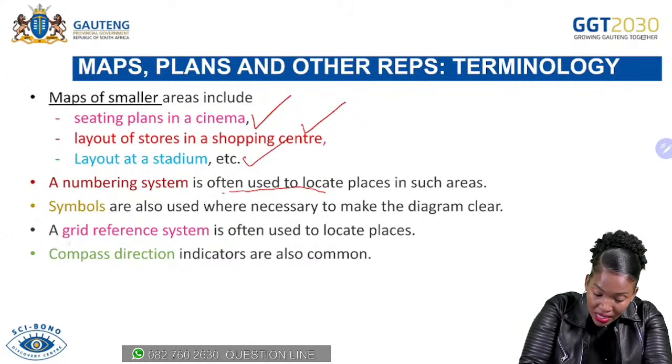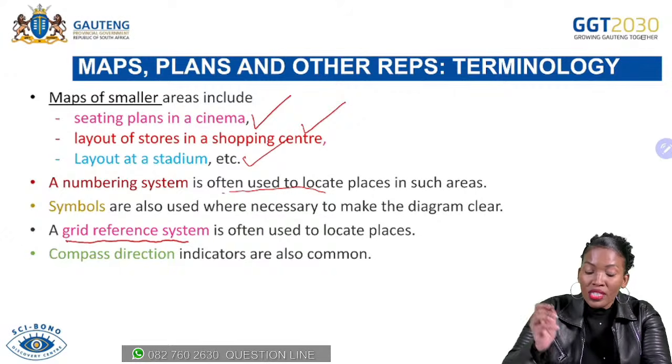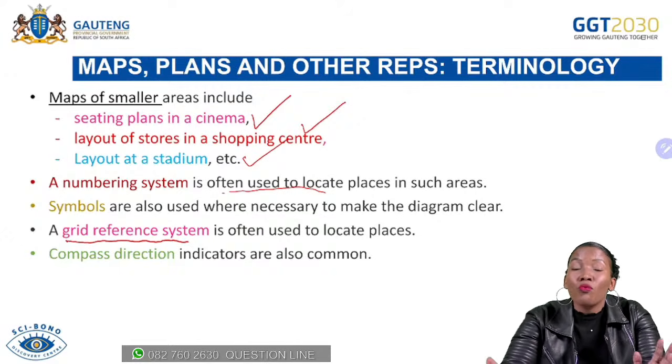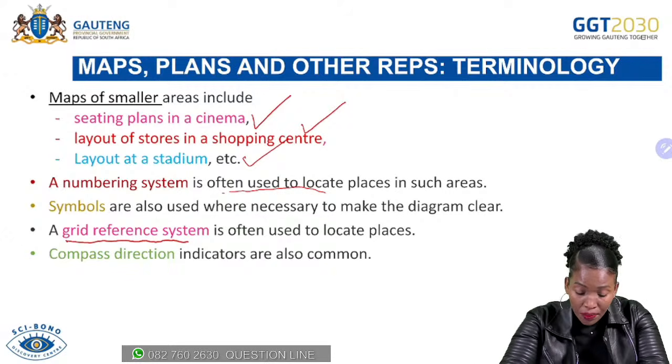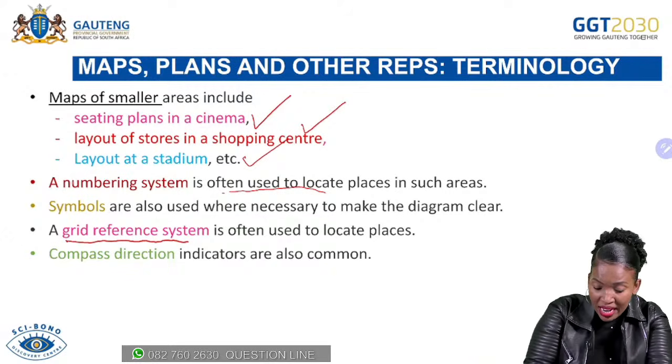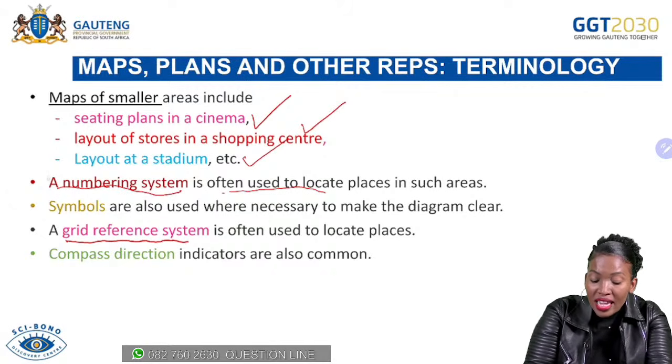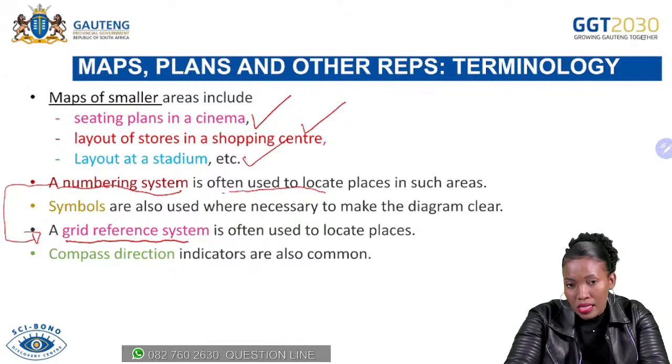A grid reference system, remember we used a grid reference system when we were working with maps, like your A5, B6, C3. That is an example of the grid reference. It is often used to locate places. Remember, I said a numbering system is used, so it can either be a numbering system or a grid reference system, depending on what the examiner decides on that particular paper.